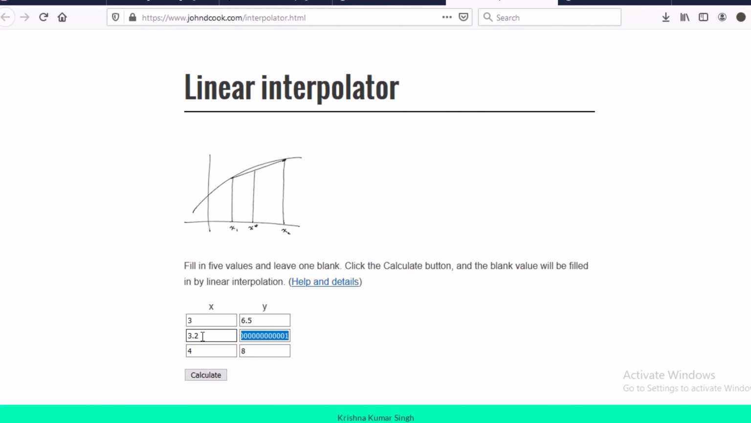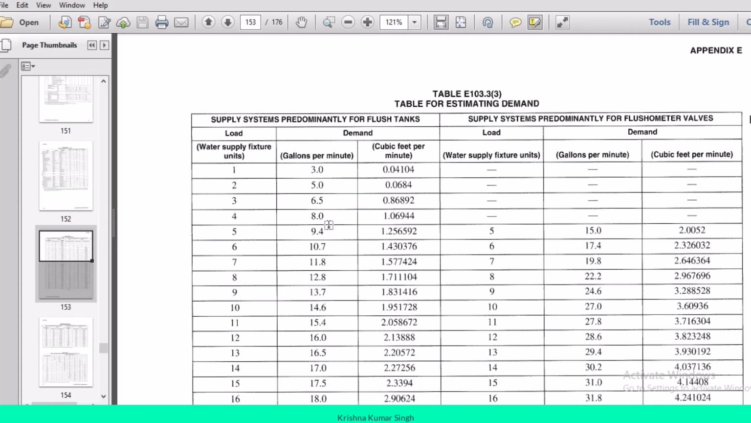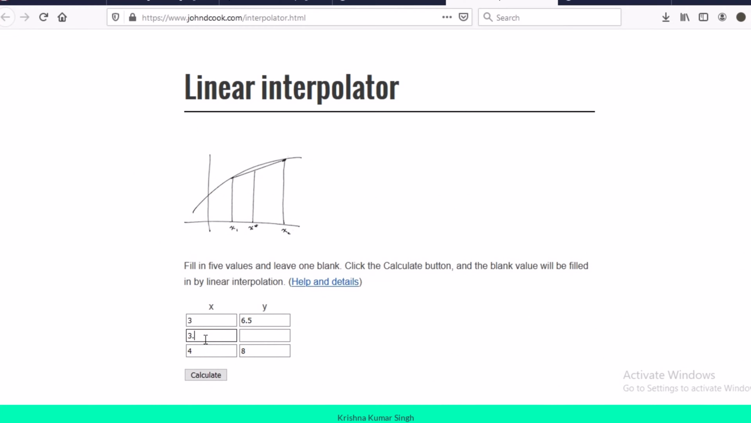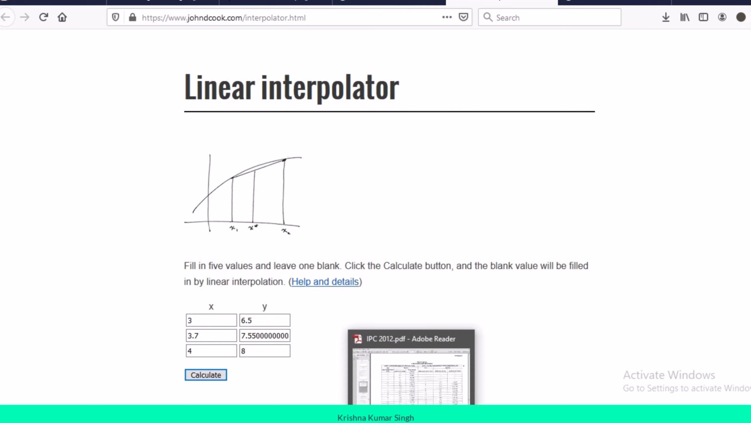So go back to our interpolation calculator, remove this value, and leave blank the one you want to find. You know the first value is 3, which gives 6.5 GPM, and the other one is 4, which gives 8.0 GPM. Now you want to find 3.7 FCU equals how many GPMs? Calculate: 7.55 GPM.